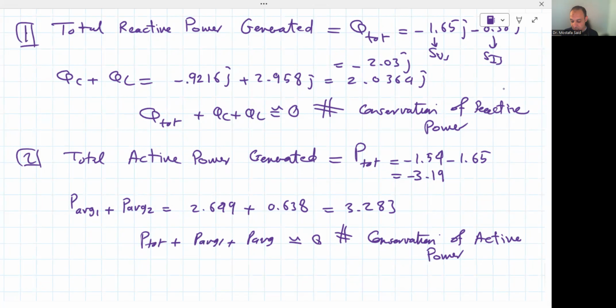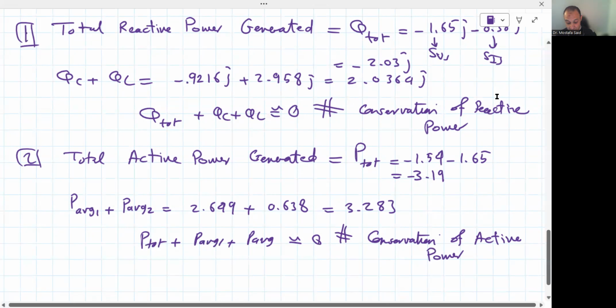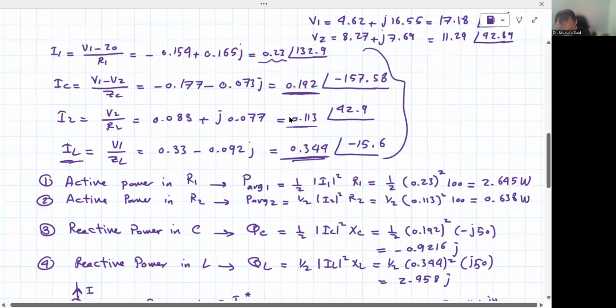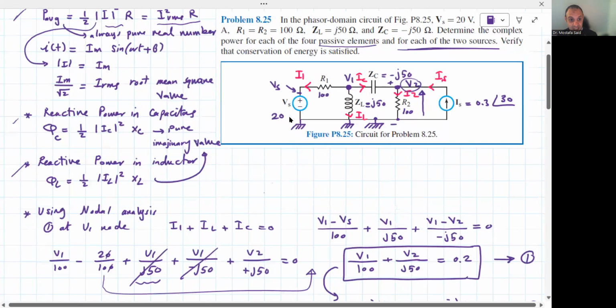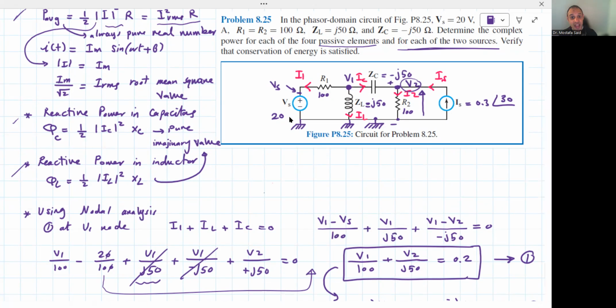One final note here: although the Q's, QC or QL, might be positive or negative, P average must be positive. It has to be positive all the time. Anyways, that's it, guys. We see in this example how to solve it, how we find the active power and reactive power, basically the complex power, and how the generated active and reactive power is equal to the stored reactive and consumed active power in the circuit.